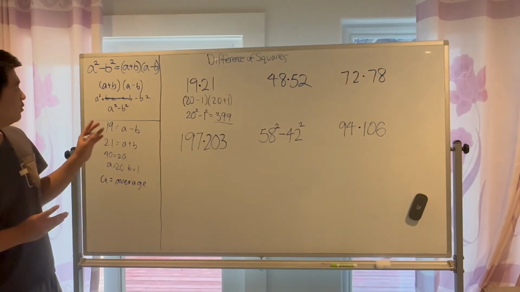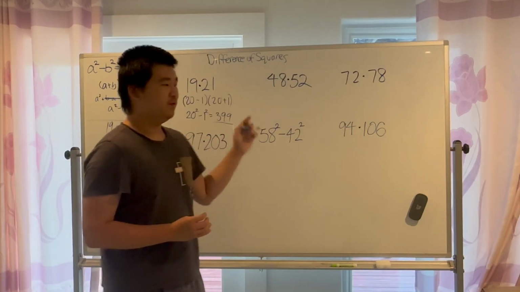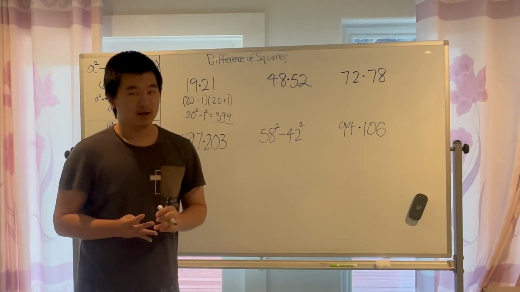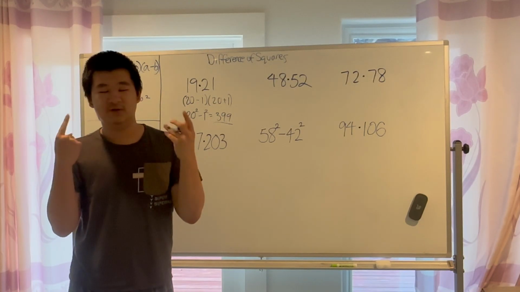Yeah. So let's do the next example. 48 times 52. Of course, we know we're going to use difference of squares here, but how do we know we should use this difference of squares?